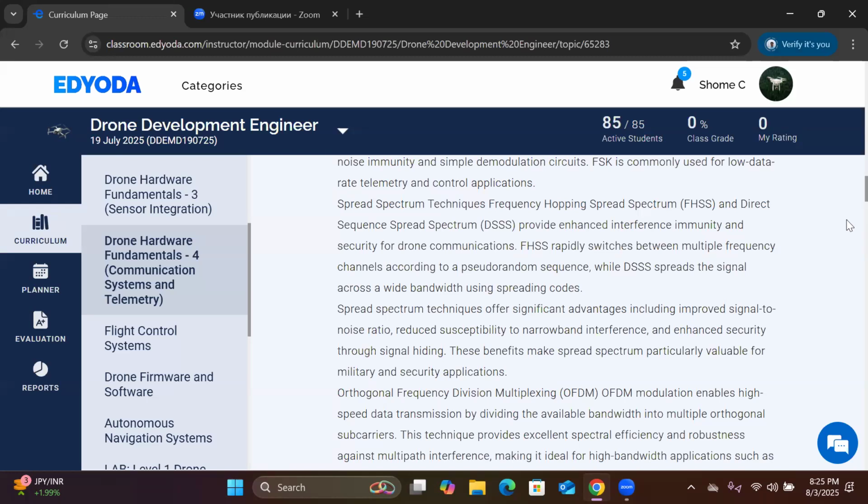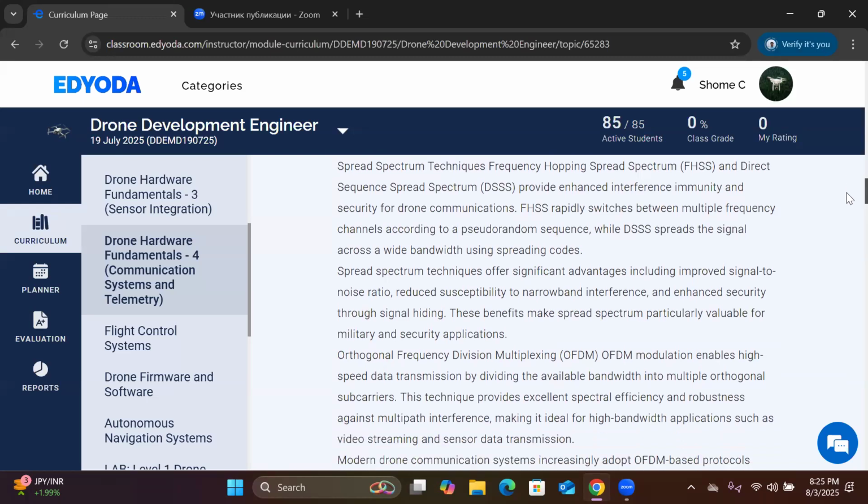In FHSS, it rapidly switches between multiple frequency channels according to a pseudo-random sequence, while in DSSS, it spreads the signal across a wide bandwidth using spreading codes. Now, spread spectrum techniques offer significant advantages, including improved signal to noise ratio, reduced susceptibility to narrowband interference, and enhanced security through signal hiding. These benefits make spread spectrum particularly valuable for military and security applications. So in the defense sector, obviously you can understand which kind of modulation is being used.